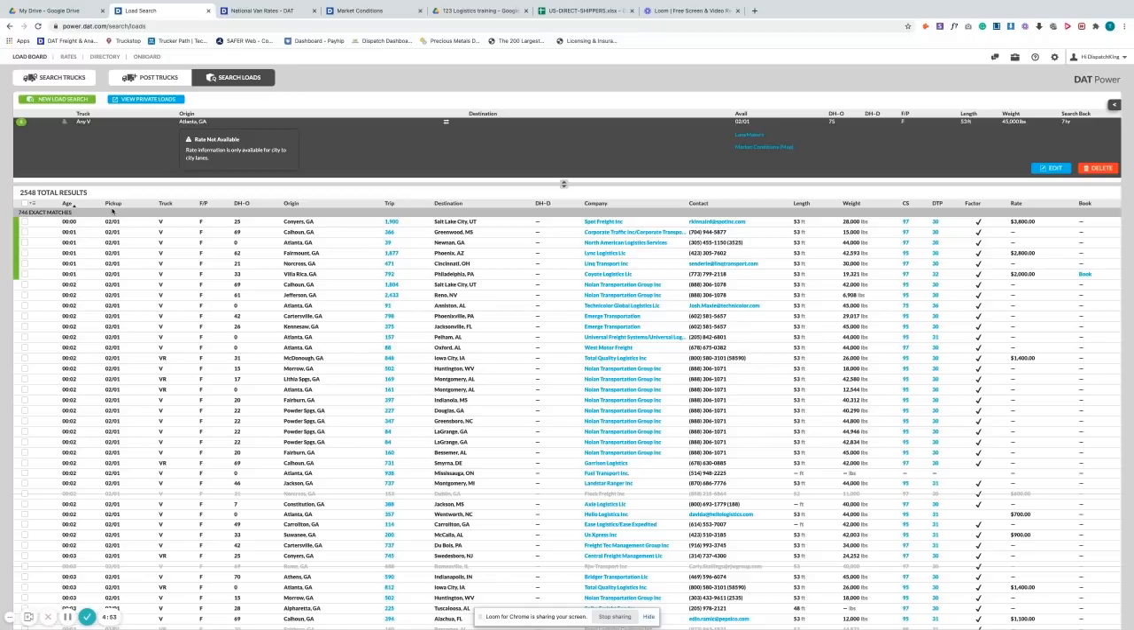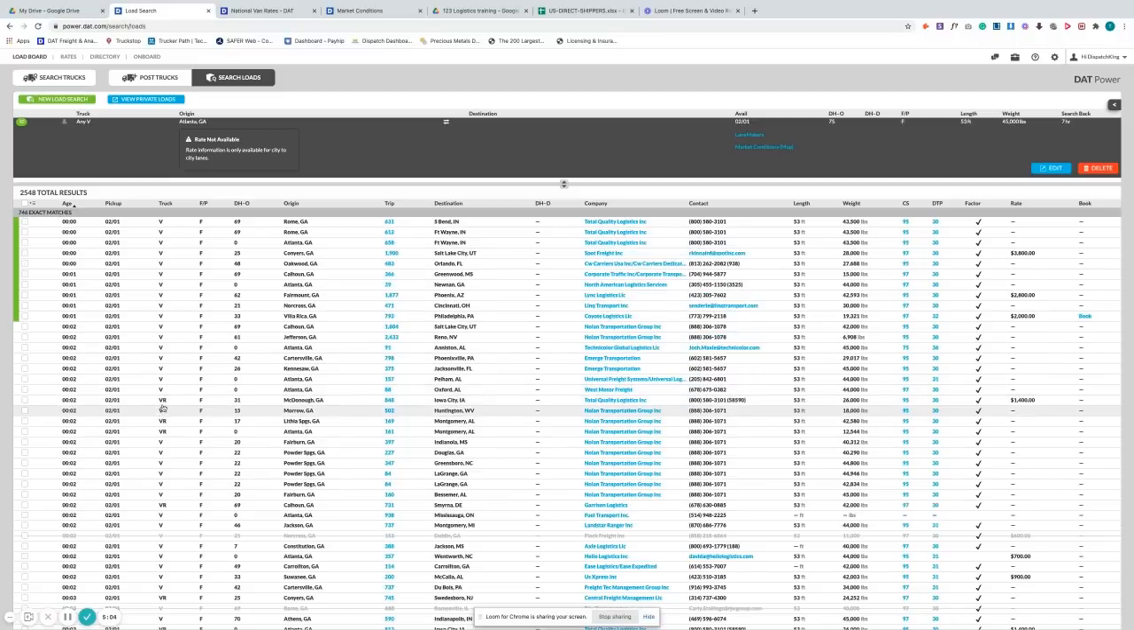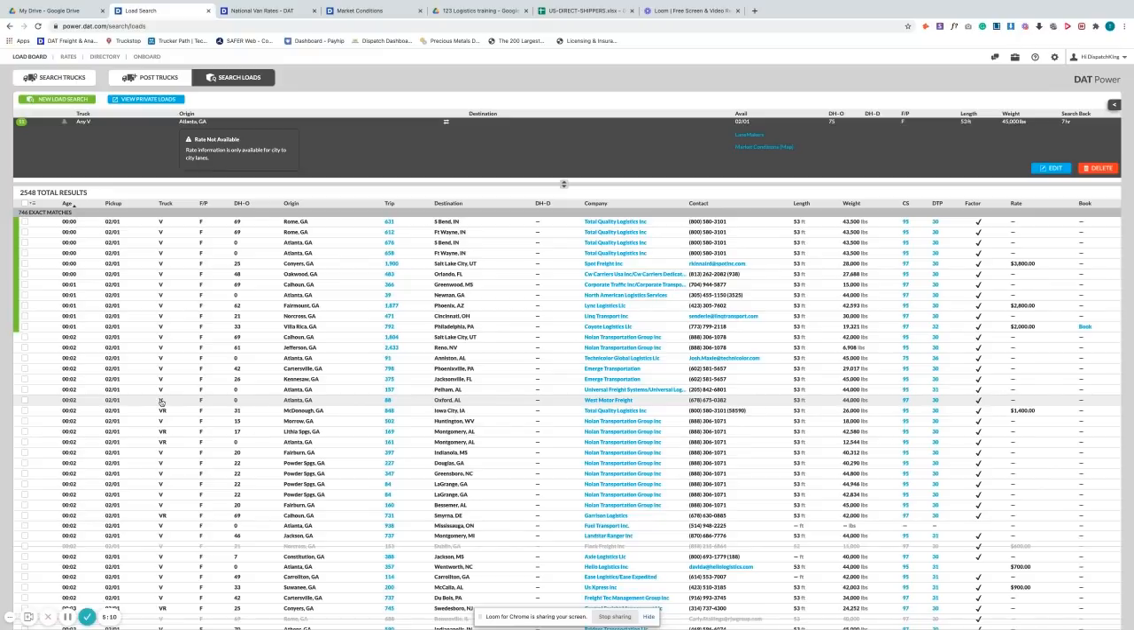Pickup, that's the day you're picking up the load. V stands for van, dry van. VR stands for van or reefer. So that means if you're a reefer driver, you still can pick this up. You're just gonna have to turn your refrigerator off. Deadhead, like I said, is from wherever the origin is. So it's a 69-mile deadhead from Rome, Georgia, to get this load. The total trip from the origin to the destination is 631 miles.